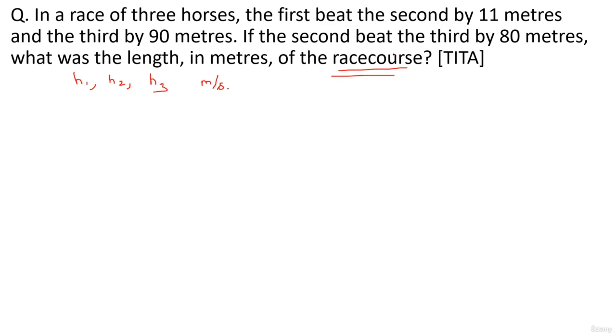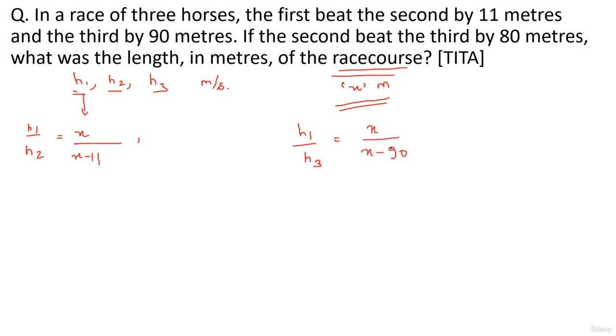Let the length of the race course be x meters. The first is beating the second by 11 meters. What does that mean? When the first is traveling the entire track length, the second will travel 11 meters less. So the ratio of the speeds will be the same as the ratio of the distances: h1 upon h2 is x upon x minus 11. Same way, the first one beats the third by 90 meters. So h1 upon h3 will be x upon x minus 90. When the first horse covers x meters, the third horse will cover x minus 90.